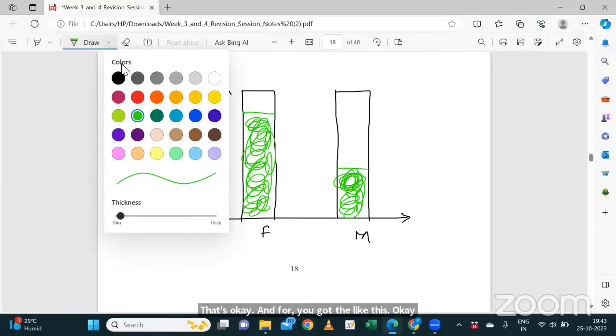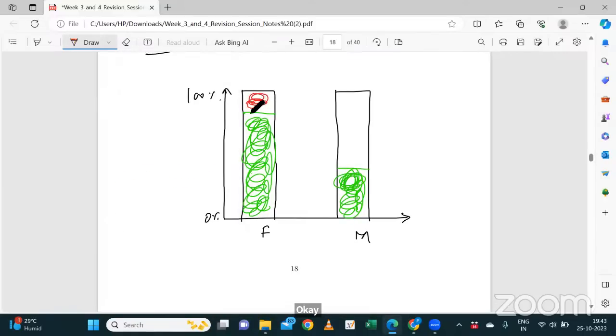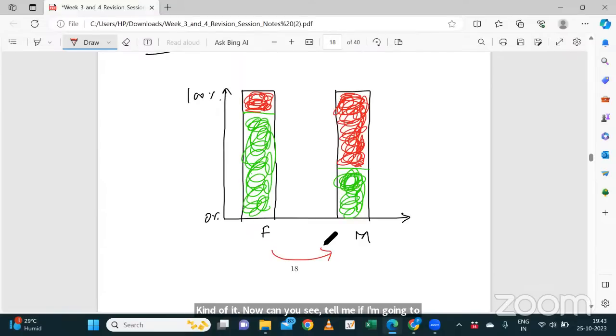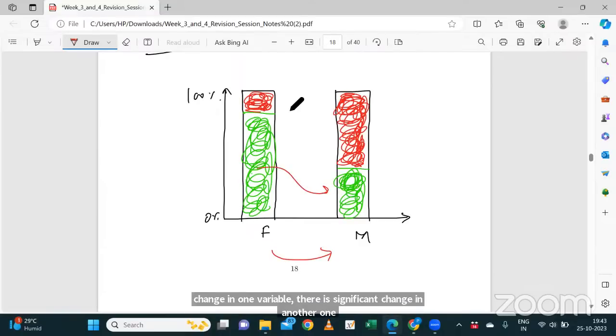Let me see, for female they are saying no for this, and for male they are saying no. You can take anything, like agreement on going on a trip, something like that. You can take any kind. Now, can you tell me if I change one variable, there is a significant change in another one? Yes, sir. Correct or not?